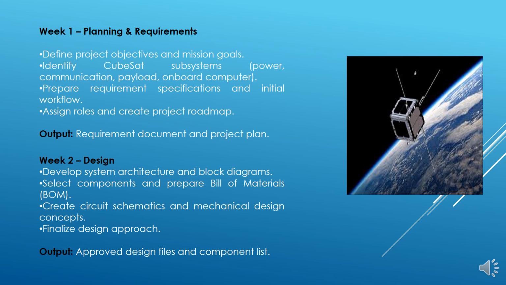So what we are going to do in weeks 1 and 2, 3 and 4, and 5 and 6. In week 1 comes planning and requirements, where project planning and requirement analysis are done, roles are assigned, and the project roadmap is created. In week 2, the system architecture, block diagrams, and component selection are finalized, resulting in approved design files and a component list.